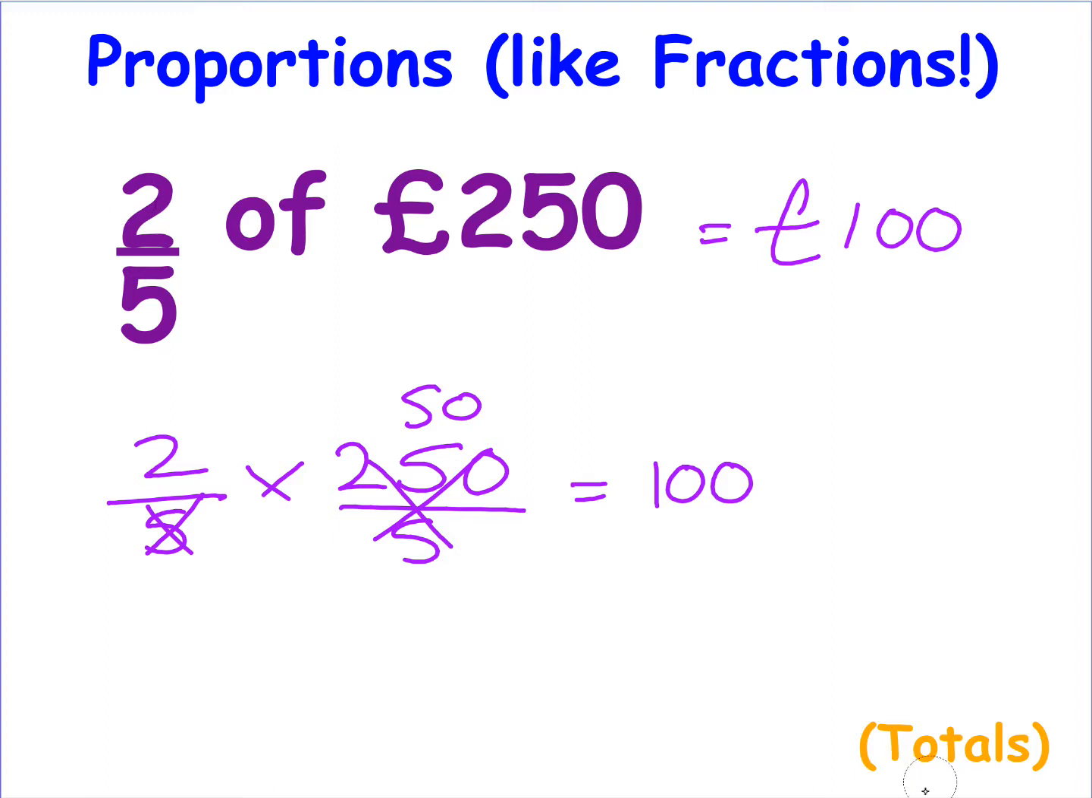Now this aligns itself to a totals type ratio question, where you have the total amount here of 250 pounds. You're dividing it by the total number of parts, the denominator, to give us our scale of 50, and then we're multiplying it by one of our two numerators. In other words, one of our two parts to our ratio. So 2 times 50 gives us 100.